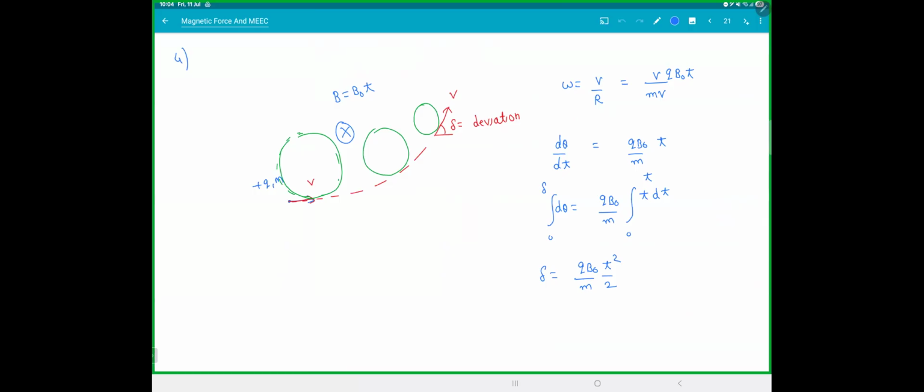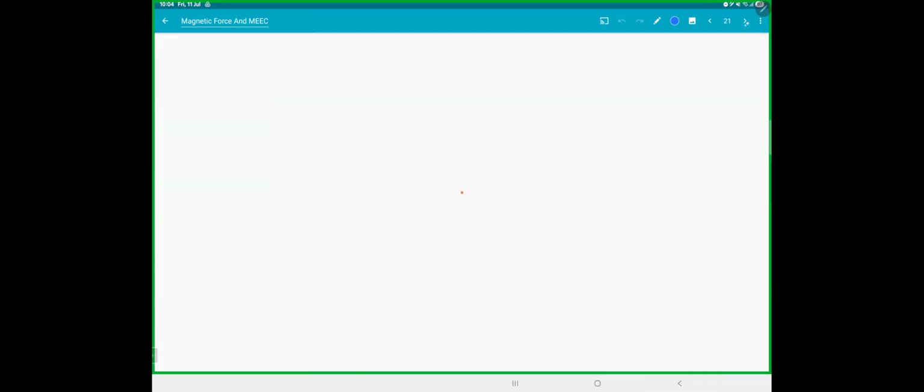Clear with this? Next one. Let's say this time we have a patch of magnetic field.